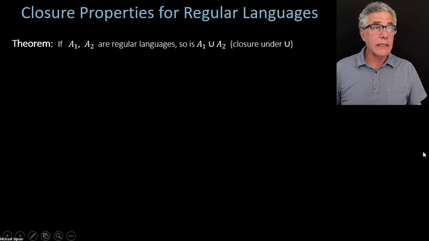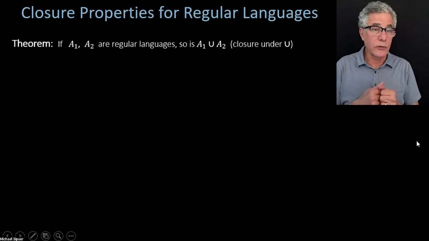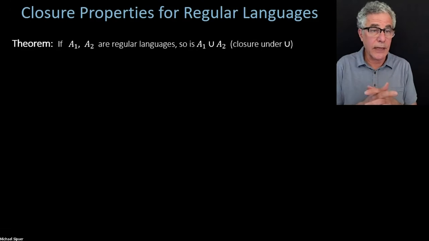And the statement of this theorem says that the regular languages are closed. Really, the class of regular languages are closed under union, closed under the union operation. So what do I mean by that?